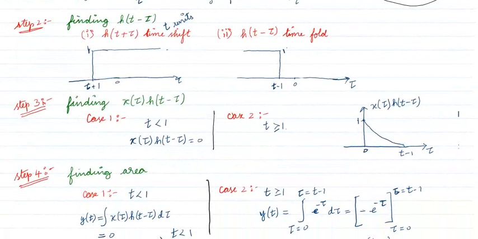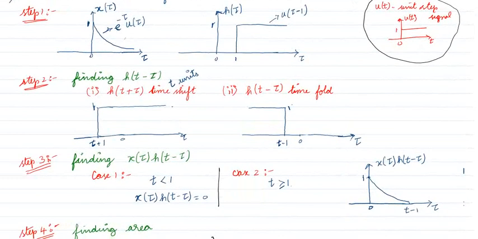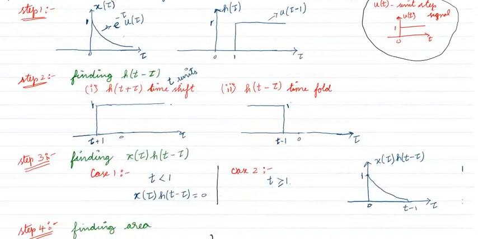Okay, now what are the things we have now? We have x of tau, we have h of t minus tau. This is your h of t minus tau. Now we have to multiply. You have to multiply x of tau with h of t minus tau. Observe, this is x of tau. This is moving with respect to t, right? So for various values of t, you have to compute, right?